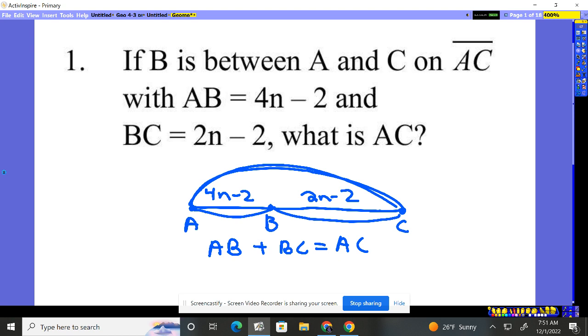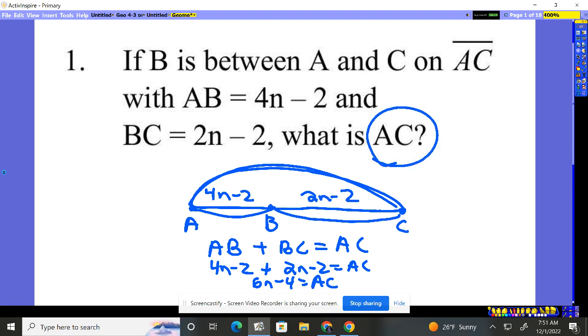But right here, we should be able to see that all I have to do is add those two things. Here's AB, which is 4n minus 2, plus BC, which is 2n minus 2, will equal AC. So when I put it together, I get 6n, lose 2, lose 4. And there's our answer for the length of AC. And remember, when it says AC, that means the length from A to C.